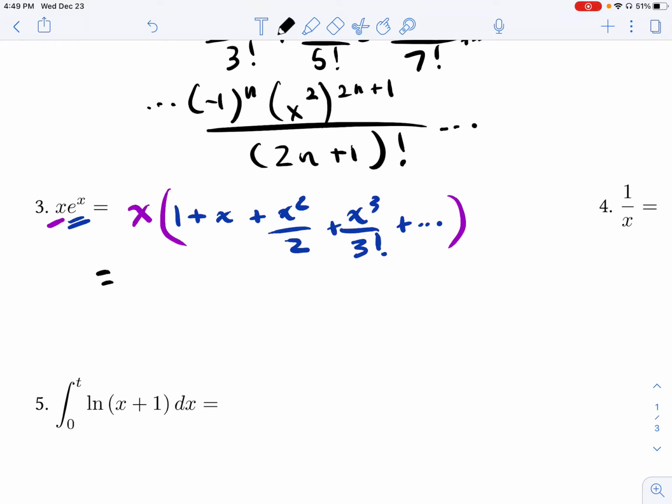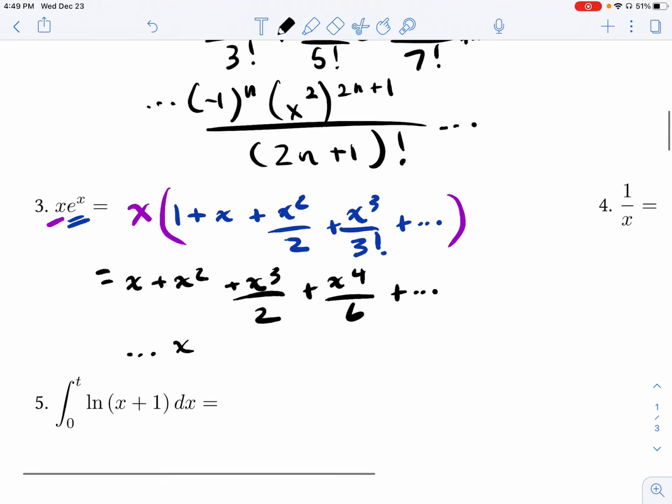So we have our series for e to the x, so this would give us x plus x squared plus x cubed over 2 plus x to the fourth over 3 factorial, or you can write 6 also. And then our general term, which is x times x to the n. So x times x to the n would be just x to the n plus 1 over n factorial. And there's our power series for x times e to the x.